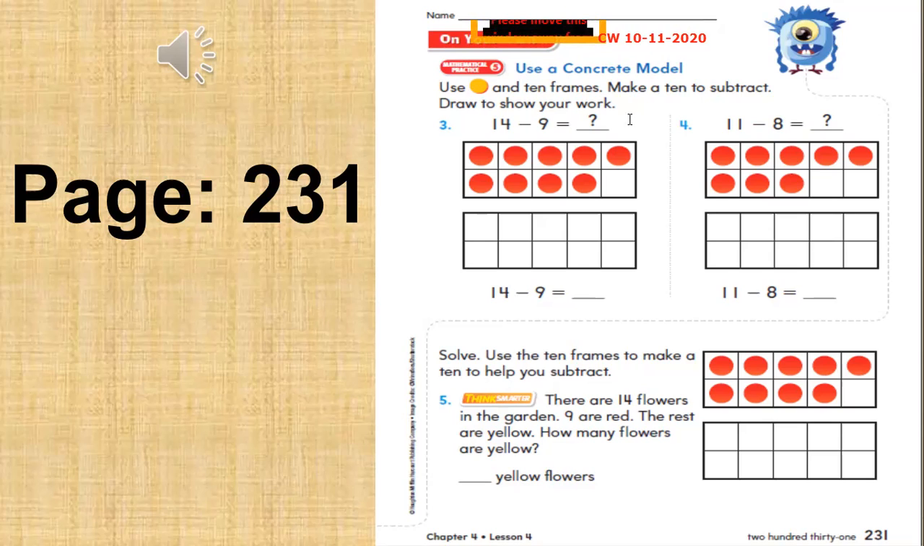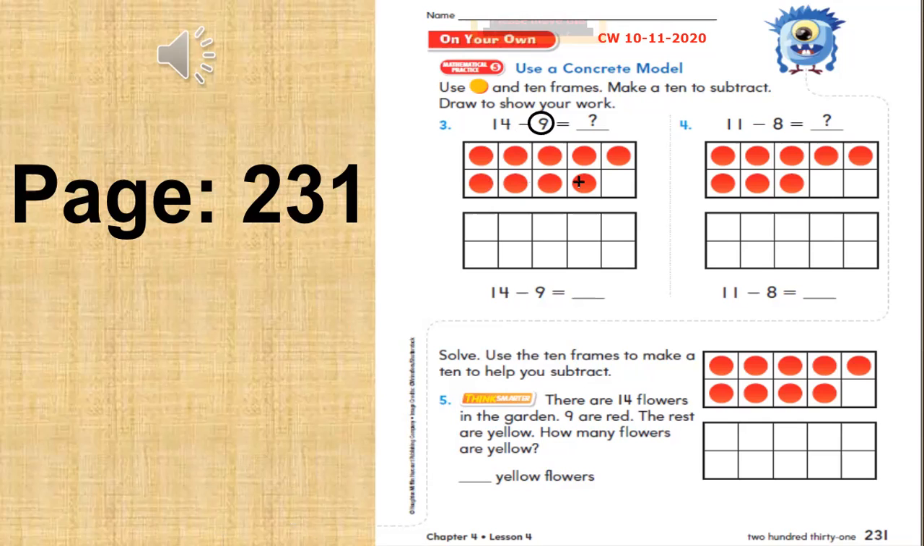So let's start. Use the yellow counter and the 10 frame. Make a 10 to subtract. Draw to show your work. So we are going to do the same way as we have done in the previous class. We are going to take 14 minus 9. So we are going to take number 9.